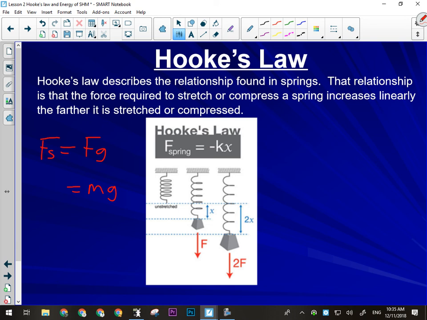Think back to Unit 2. Okay, this thing isn't oscillating. He just hung the mass and it hung there. It wasn't moving. There was no acceleration, therefore the net force was 0, and the force in the spring was balancing the force of gravity. All right, so that's why he did it this way.